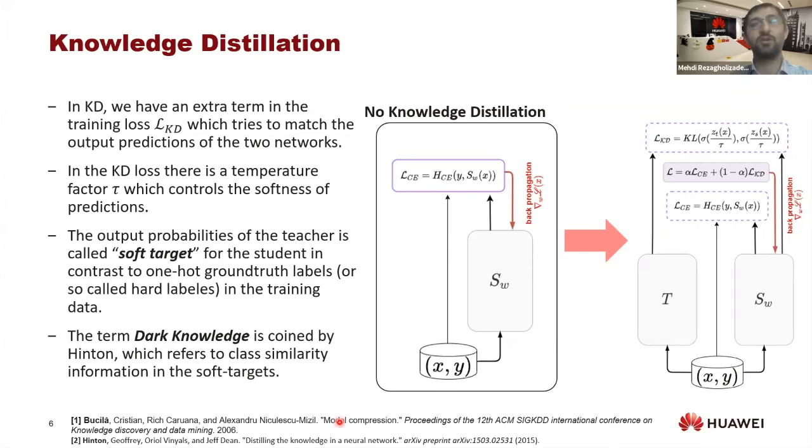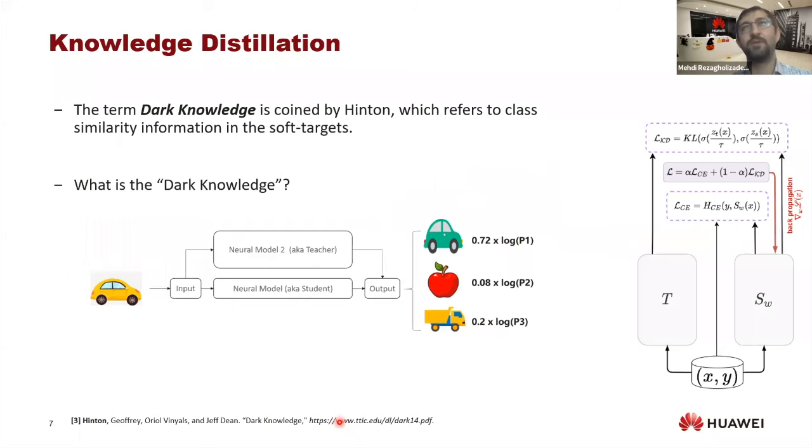For dark knowledge, this term actually was coined by Hinton, and it points to class similarity, or somehow the knowledge that the teacher network has learned after seeing all the training examples. And I'll try to explain it a bit better with this example. Let's say you have a teacher network, and this teacher network is already trained on an object detection task or something like that. And we show a car image to this teacher, and for now let's say we have only 3 classes: car, fruit, and truck.